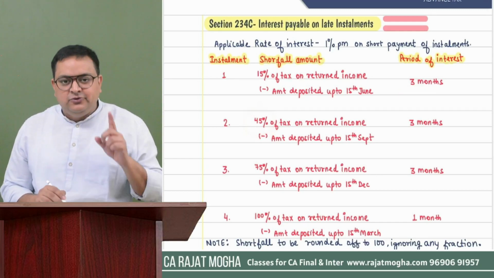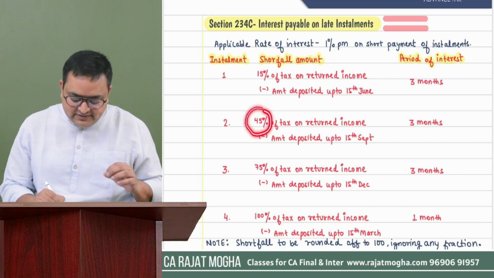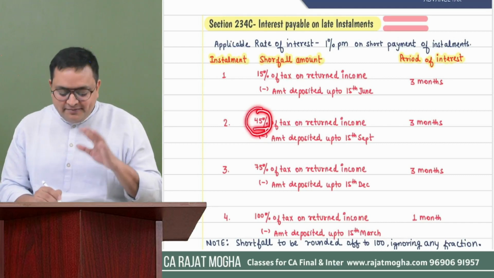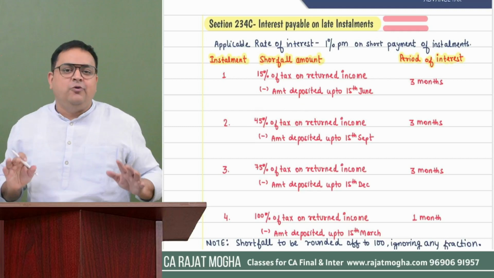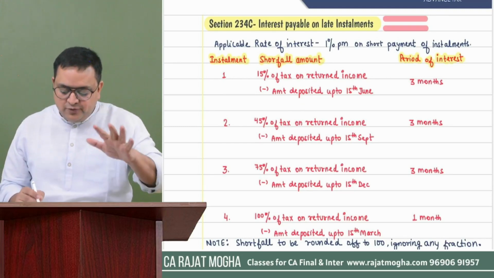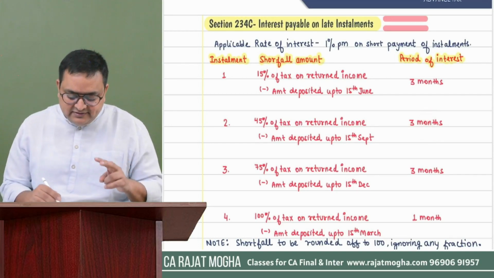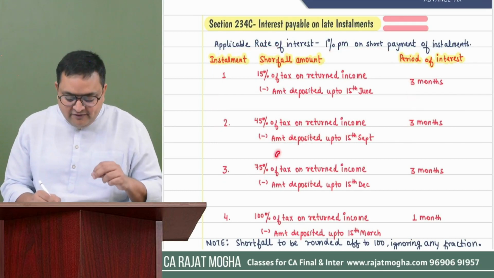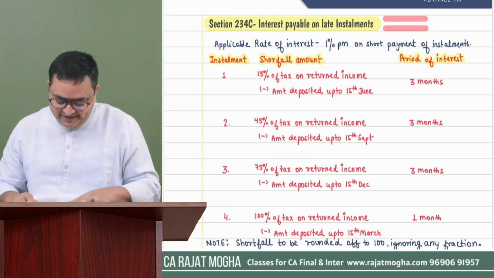In the second installment also, 234C is giving a relaxation. 234C says that although you were supposed to pay 45%, even if you have paid just 36%, we are okay with that. If you have paid 36%, 37%, 38%, we are okay. We will not be charging interest on the second installment, right? But this relaxation is only for these two installments. Here we require 75%. Even if you have deposited 74%, there is no relaxation. We are going to charge interest, correct?